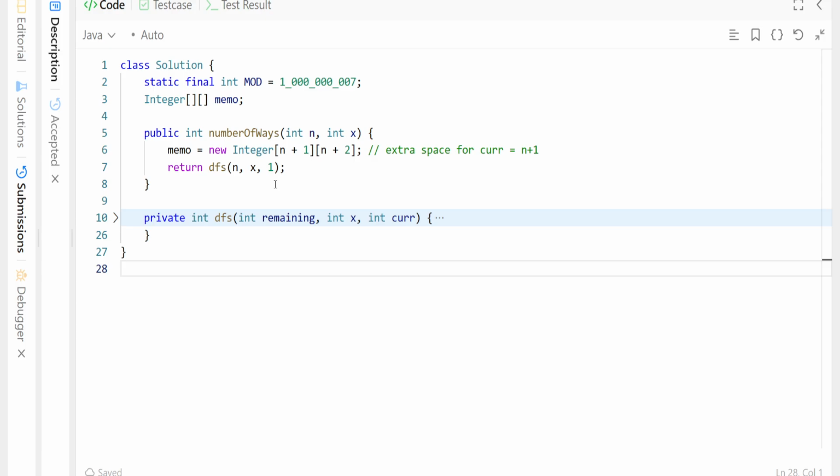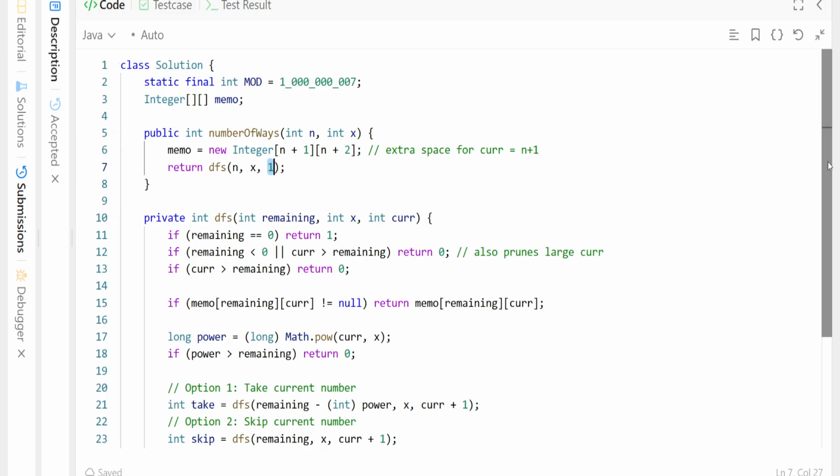So let's understand how to implement it. Very first we have to take the modulo, 10 to the power 9 plus 7, and we need a memo to store the result. We have this function given n, and for the power we have given x. So we'll create the memo, initialized with n plus 1 and n plus 2 so we have extra space for current n plus 1. Then we apply the DFS, where we do the recursion, passing n, x, and 1.